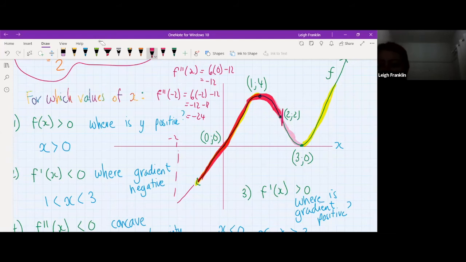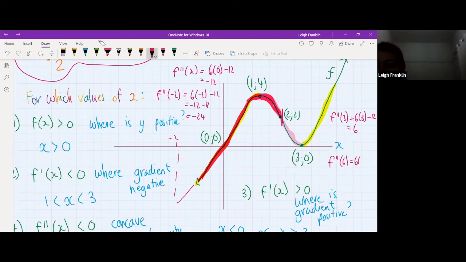Now if I sub f double prime of 3 into my second derivative, look here, 6 times 3 minus 12 is 6. If I subbed in 4, which is bigger than 3, or let's say I subbed in 6.